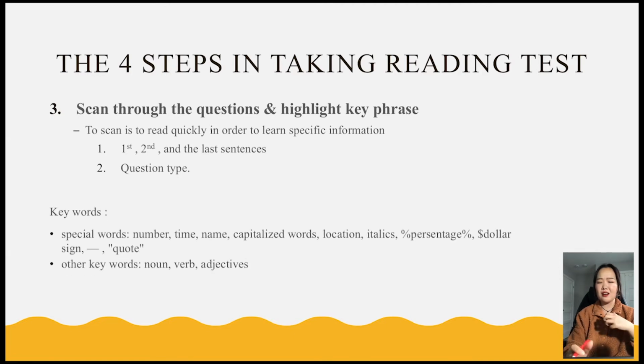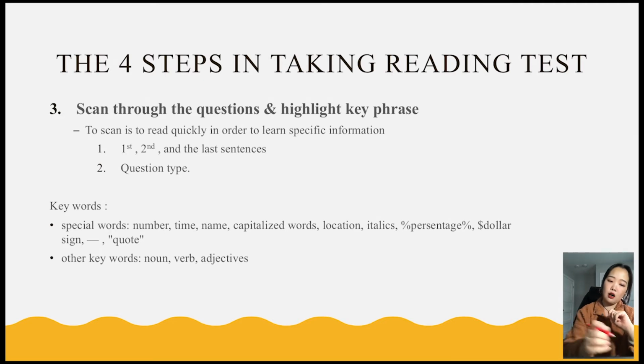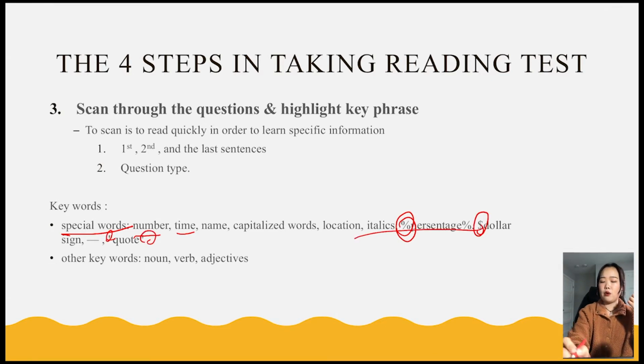So what are the keywords that we're looking for here? The first type of keywords is called special word. What are the special words? Numbers, time, name, capitalized words, location, italics, percentage, this symbol, dollar sign, and quotes. They're all very important here. And actually, they're very obvious in the passage. When I take a look at the passage, those symbols, numbers, are the first thing I notice. I don't even have to read the passage.